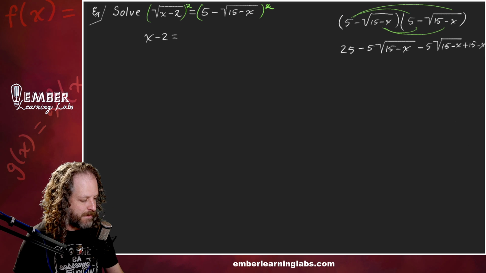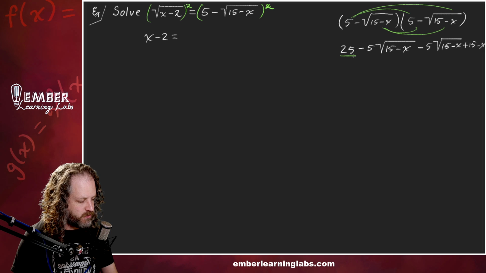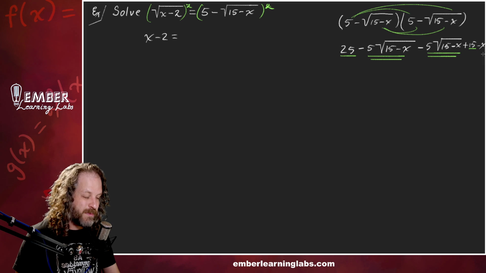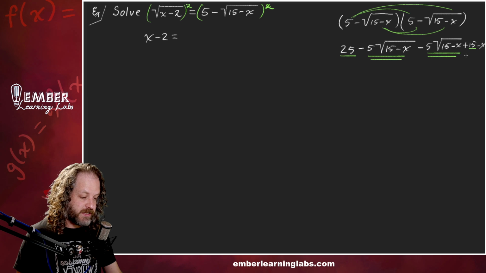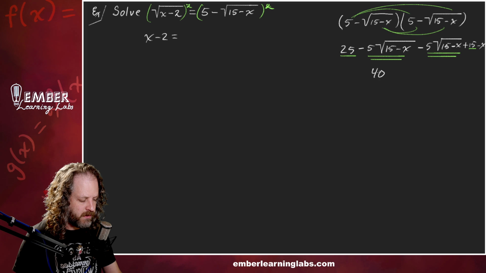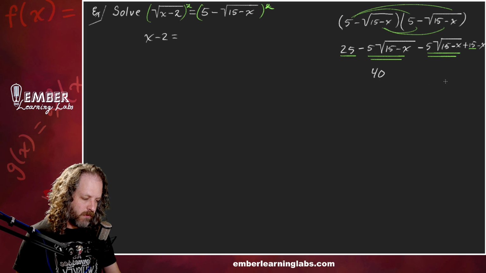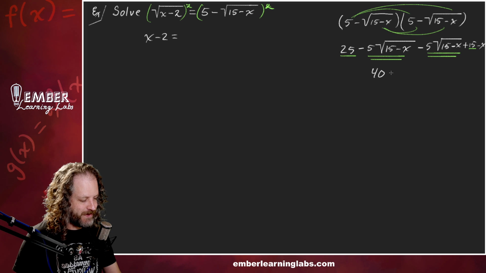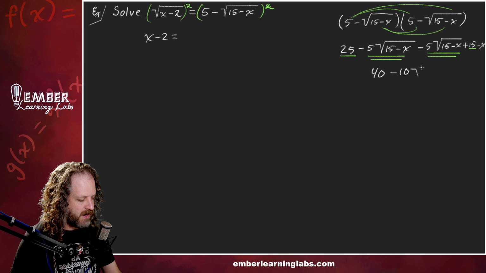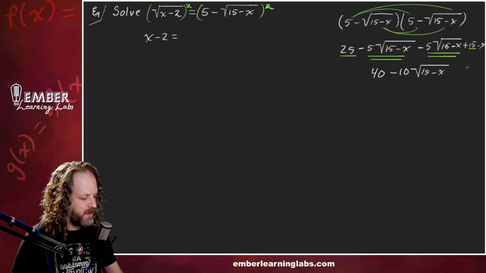Now we've got all kinds of things happening here. We've got some like terms. So this one is alike with this one, and then this is alike with this. This little minus x term isn't alike with anything, so it's just going to hang out till the end. So 25 plus 15 is 40. And then negative 5 minus 5 is negative 10 times the square root of 15 minus x. And then the minus x doesn't have any friends. So sad. Bring it down.